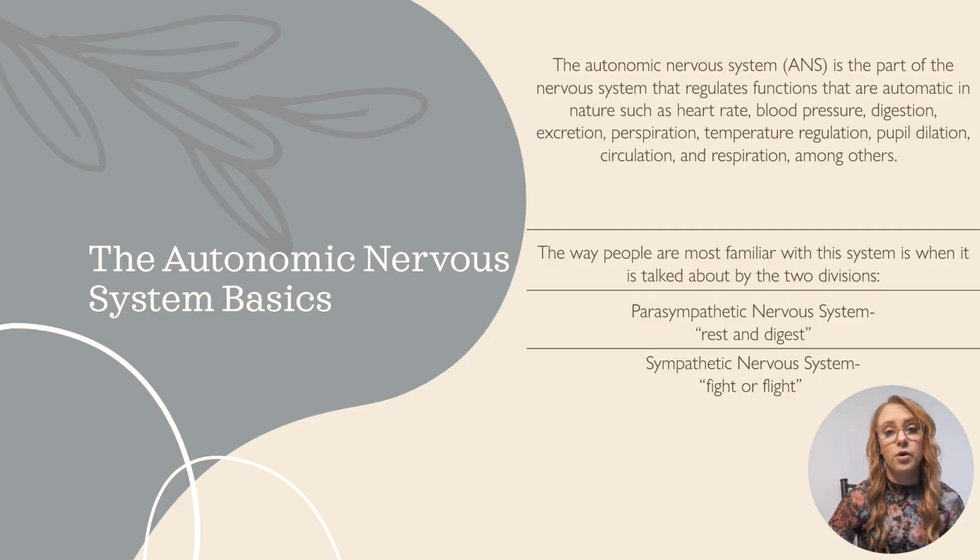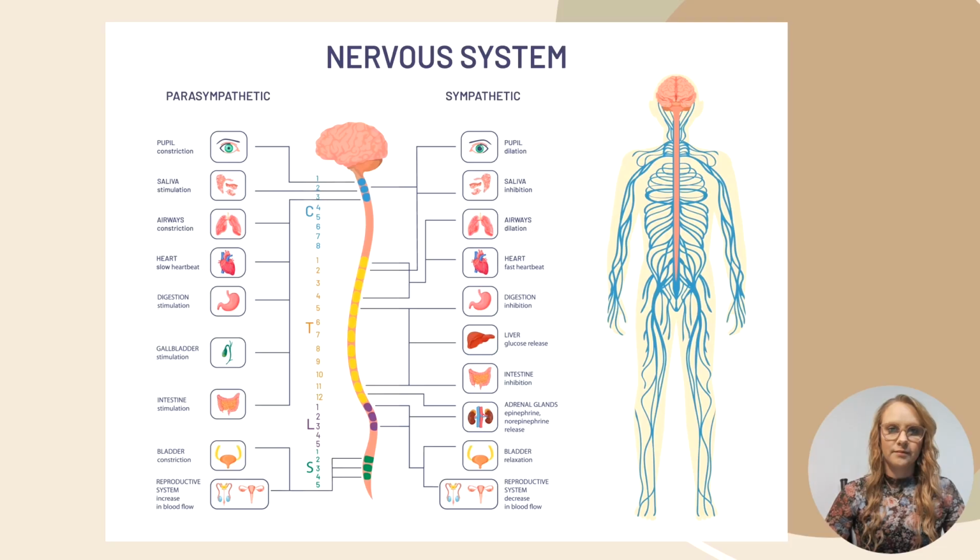The way people are most familiar with this system is when it's talked about in the two different divisions, and that is the parasympathetic or rest and digest nervous system and the sympathetic nervous system, which is your fight or flight system. So this is just a basic diagram that I like that shows the two different divisions and some different things that they do in the body. Things like pupillary constriction and dilation, salivation, stimulating and inhibiting that, airway constriction and dilation, digestion, different processes with different organ systems, even the reproductive system and your bladder, how it's constricting and relaxing.